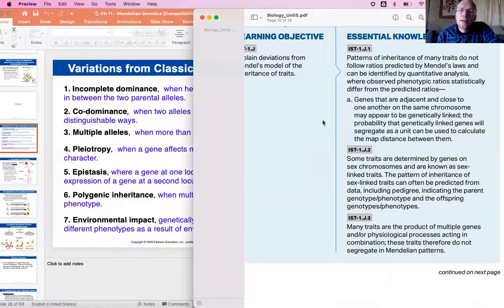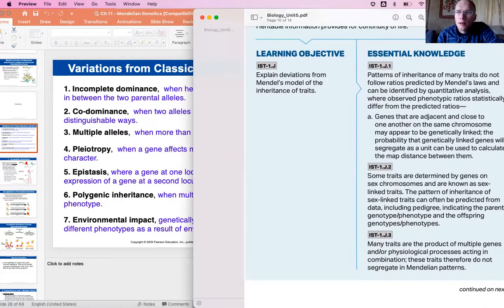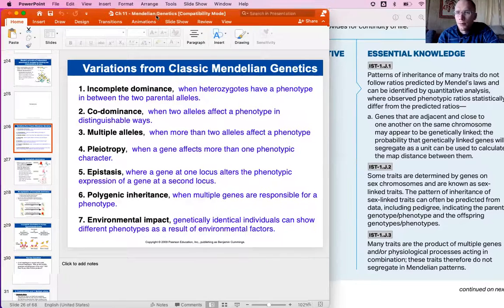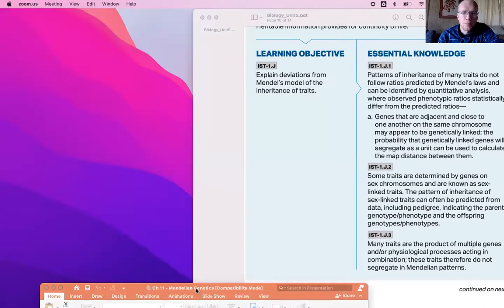Welcome back. Today we're talking about the details of polygenic inheritance. There's 7 exceptions that are talked about in your book, and I'll tell you which of these are emphasized on the AP test and what each of these terms mean. So, welcome back, and let's jump into our new topic.